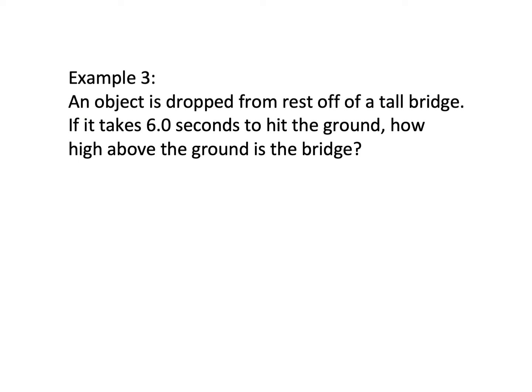So here's an example. An object is dropped from rest. That means its initial velocity is 0, and we can use our formula from the previous slide. So it's dropped from rest off of a tall bridge. If it takes 6 seconds to hit the ground below, how high above the ground is the bridge? Well, we can simply apply our formula. We know that d is equal to 1/2 g t squared.